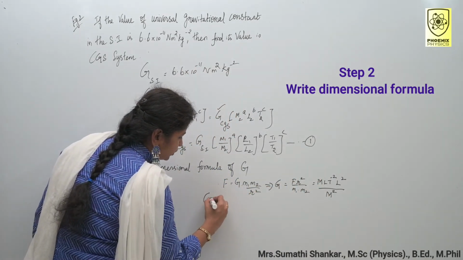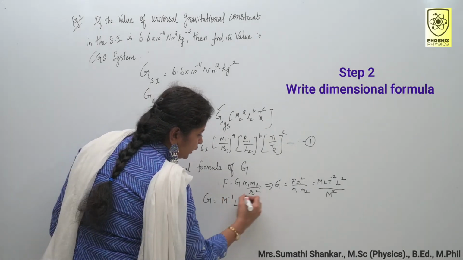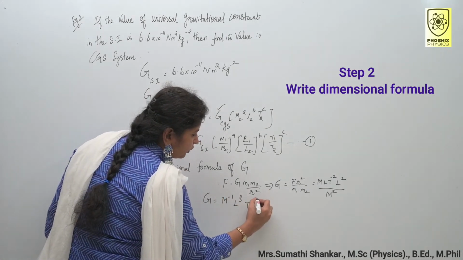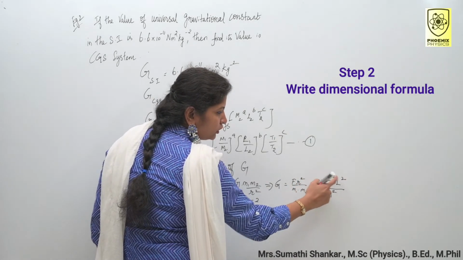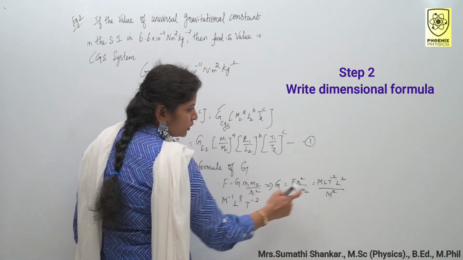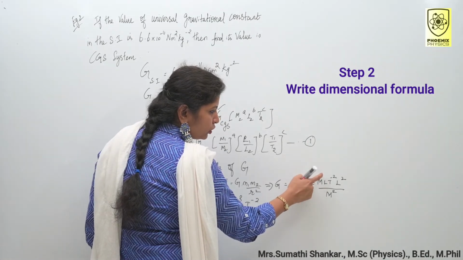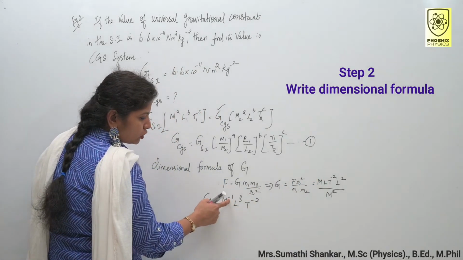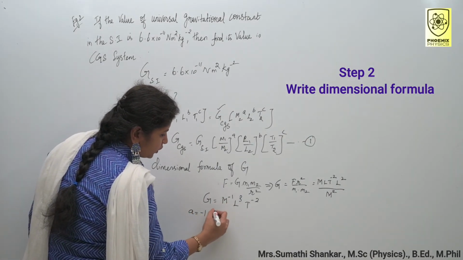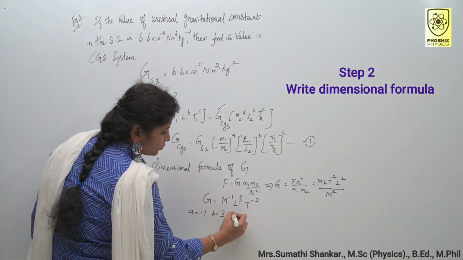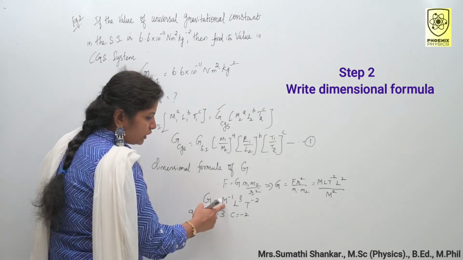Your answer G is nothing but M to the power of minus 1 L cube T to the power of minus 2. Here I have power 1, here 2. Add these two, 1 plus 2, 3. And then here bring this term to numerator, that is minus 2. Here I have plus 1. You can get minus 1. So what is A? A is nothing but minus 1. What is B? Nothing but 3. And C minus 2. These are all the power of dimension of MLT.